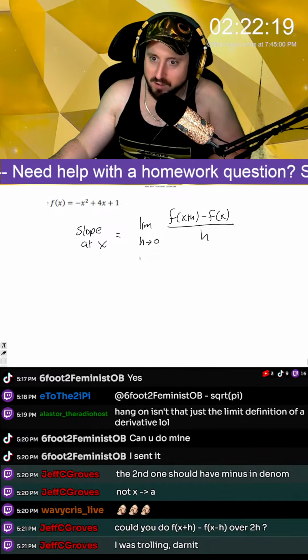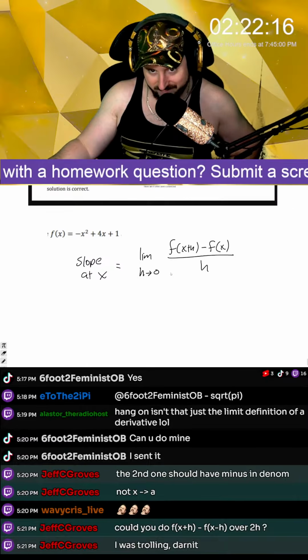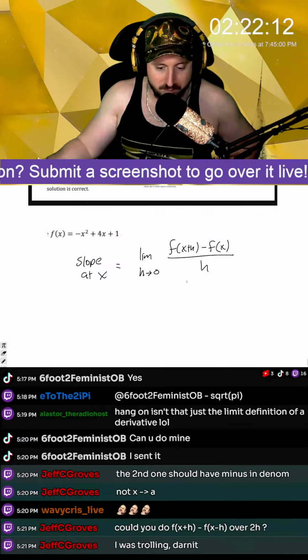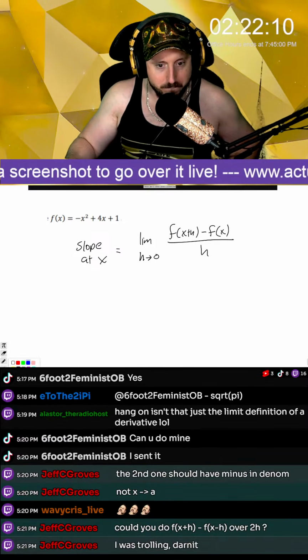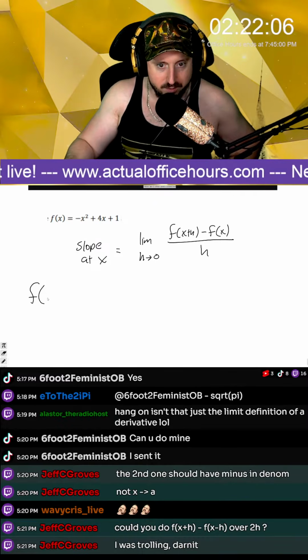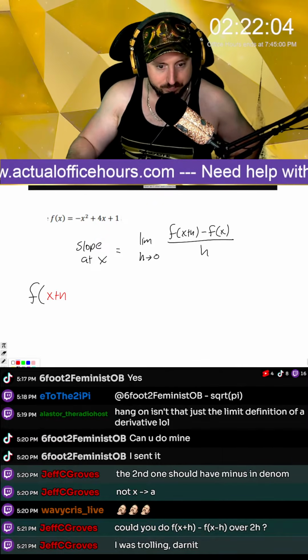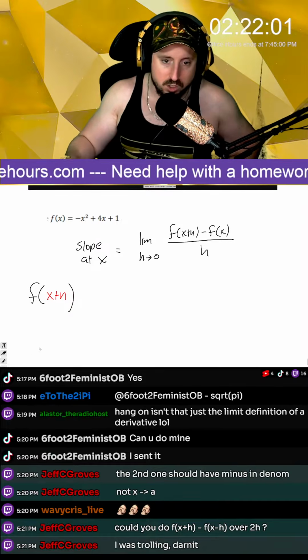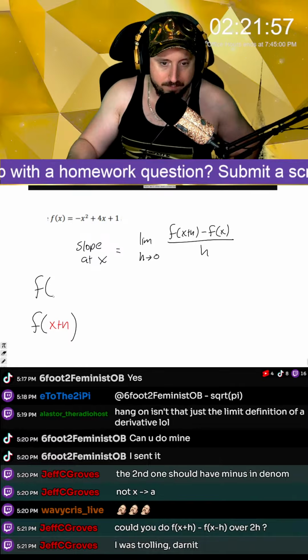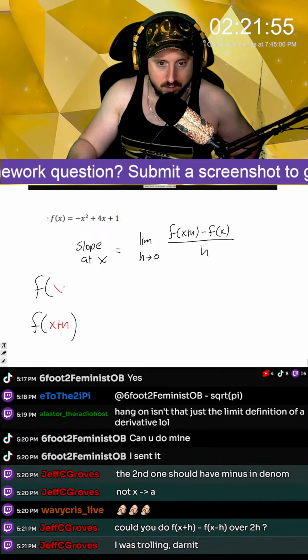Okay. But anyways, mechanically how you do this, all you have to do is you have to calculate 2 things really, and then we have to do some algebra to make things look nice. So first thing I'm going to do is figure out what f of x plus h is. Okay, so f of x plus h, which maybe sometimes actually it's easier. Let's just get f of x first. So first of all, f of x, right?